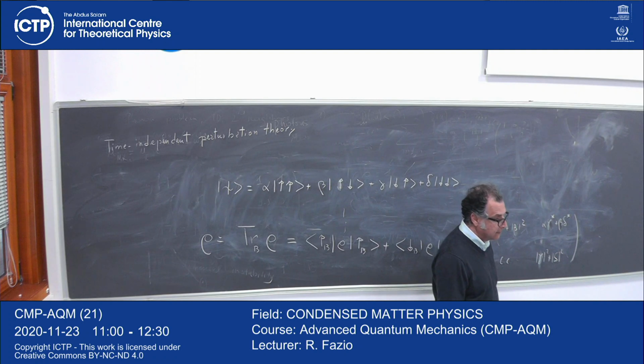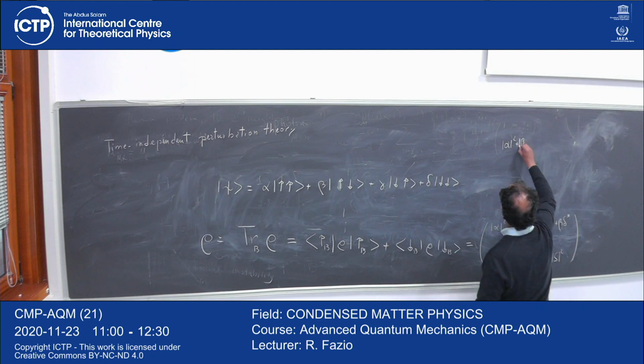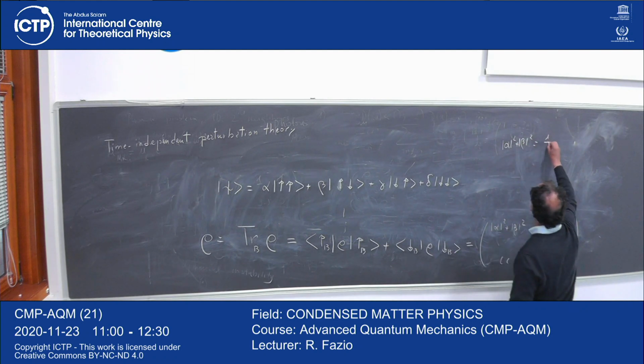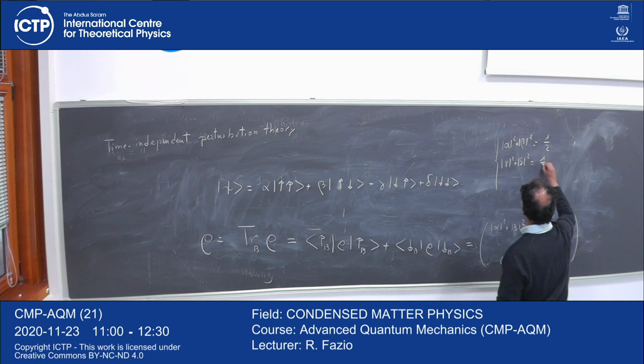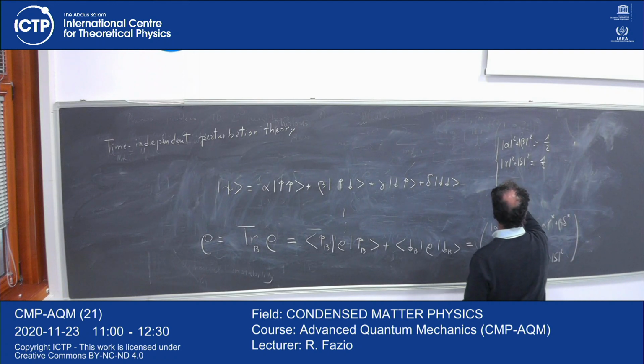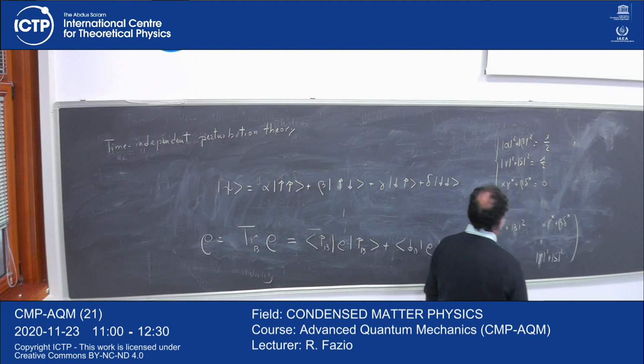Okay? And then you have to solve this. Alpha square plus beta square is equal to 1/2, and then you have gamma square plus delta square is equal to 1/2, and then you have alpha gamma star plus beta delta star equals 0, and of course there is the other, so also the complex conjugate. So the real and imaginary part of this should be equal to 0, okay?